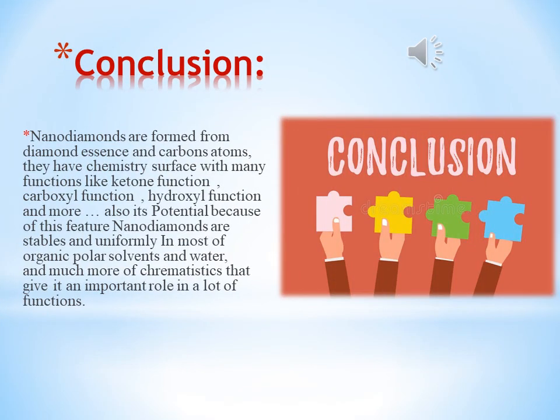Nanodiamonds are formed from diamond essence. Their size is between 1 and 10 nanometers. They also include atoms of carbon. Besides that, they have a surface chemistry with many functions like ketone function, carboxyl function, hydroxyl function, and more. Also, they have a lot of features like potential, and because of this feature, nanodiamonds are stable and uniform in most organic polar solvents and water, and many more features. And this gives them an important role in a lot of functions.